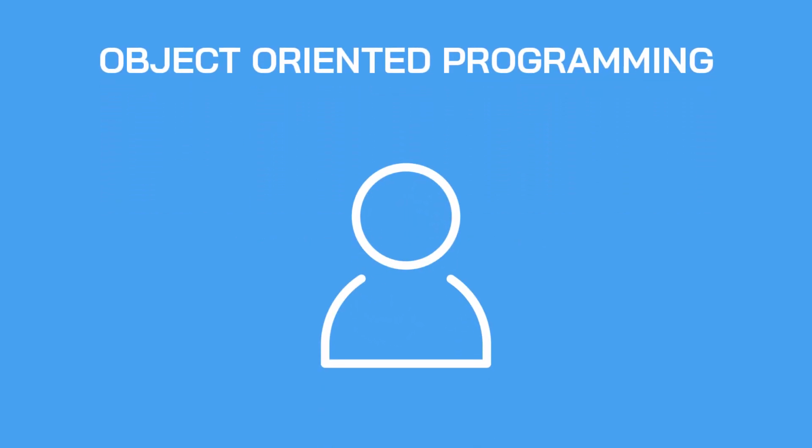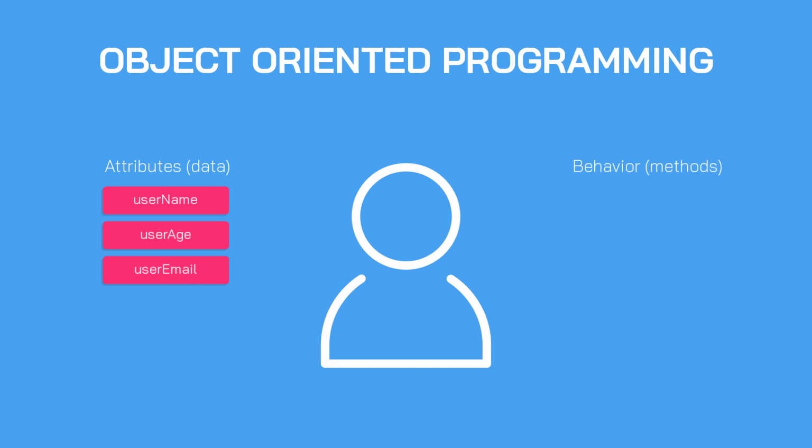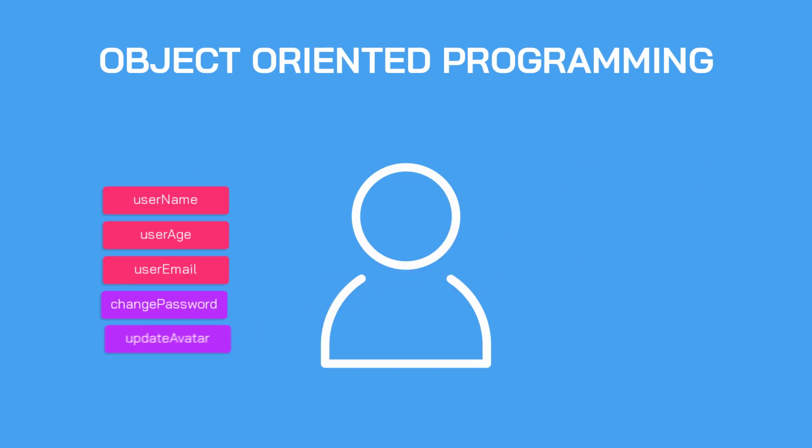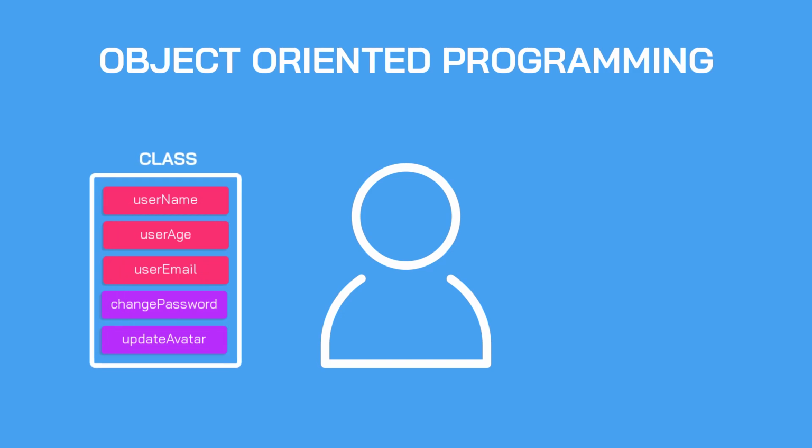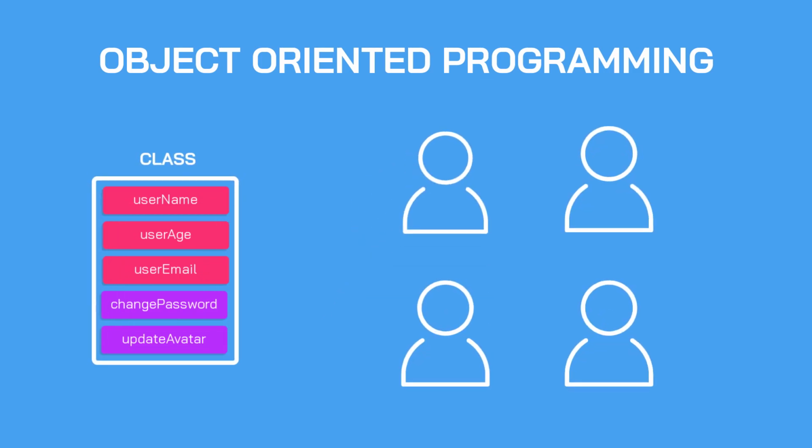As an example, let's consider a database of users. Every user has attributes, like a name, an age, an email address, etc. They also have functionality available to them, like changing their password, or updating their profile picture. We combine these attributes and functionality into a class, and every instance of a user will follow this pattern, just with different attributes.